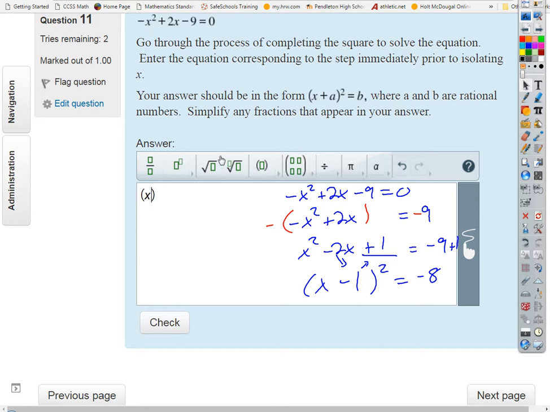The quantity x minus 1 squared equals negative 8.